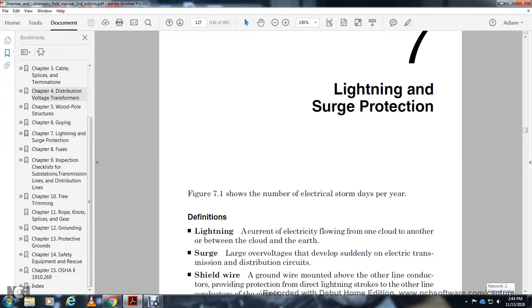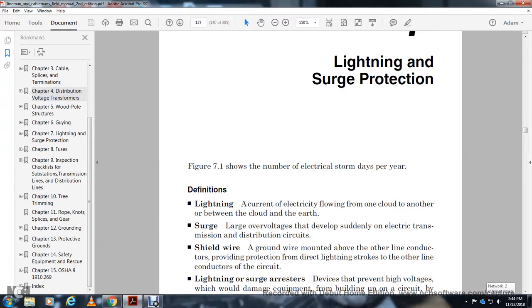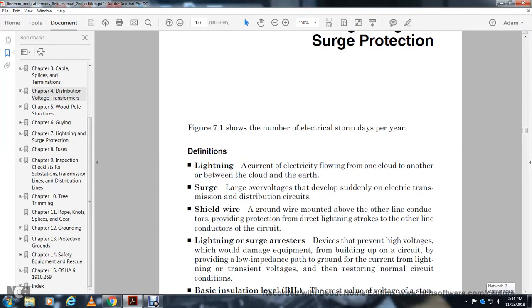A surge is a large overvoltage developed suddenly in electronic transmission and distribution circuits and cables. A ground wire mounted over the other line conductors provides protection against direct lightning strokes to the line conductors and circuit.